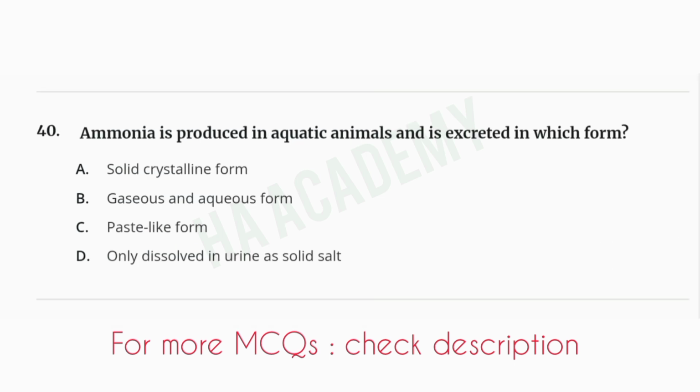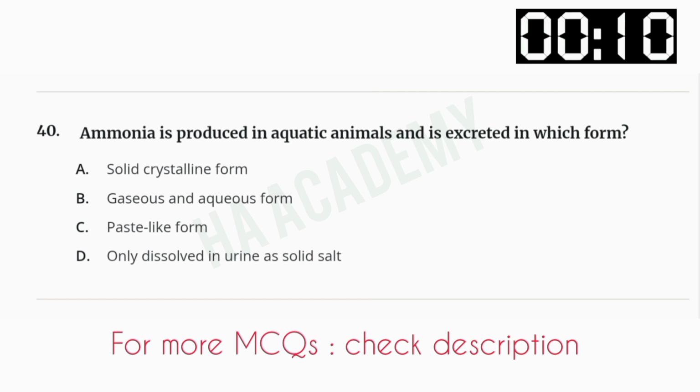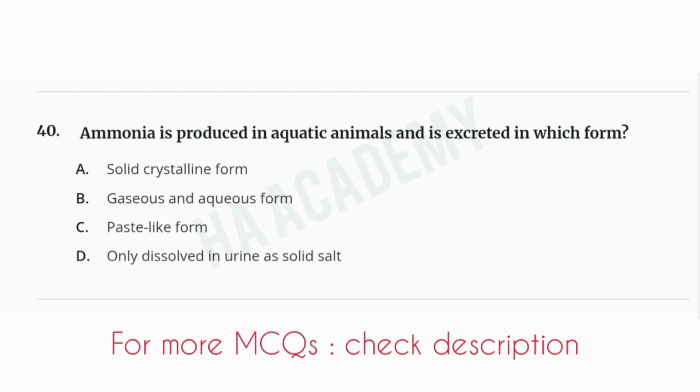Ammonia is produced in aquatic animals and is excreted in which form? The correct answer is gaseous and aqueous form.